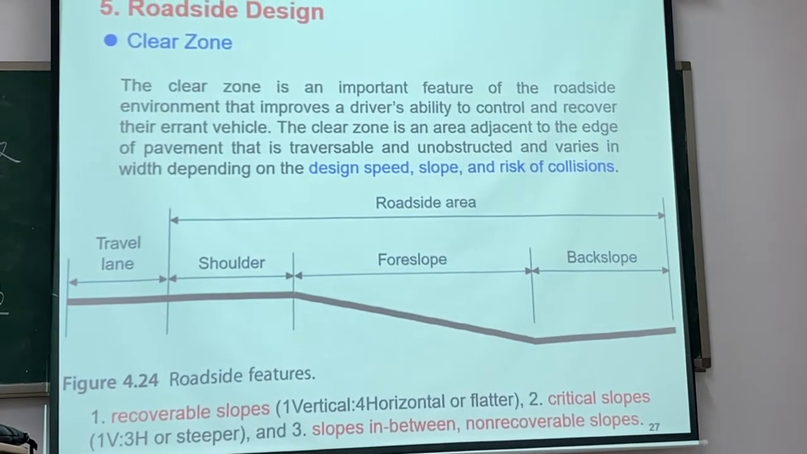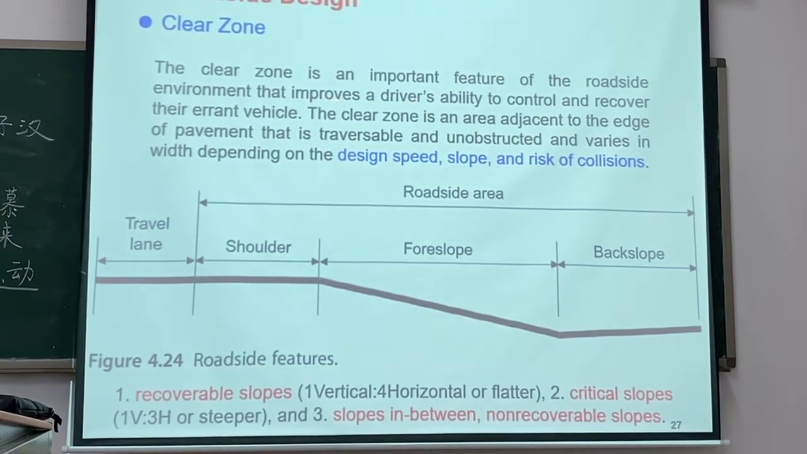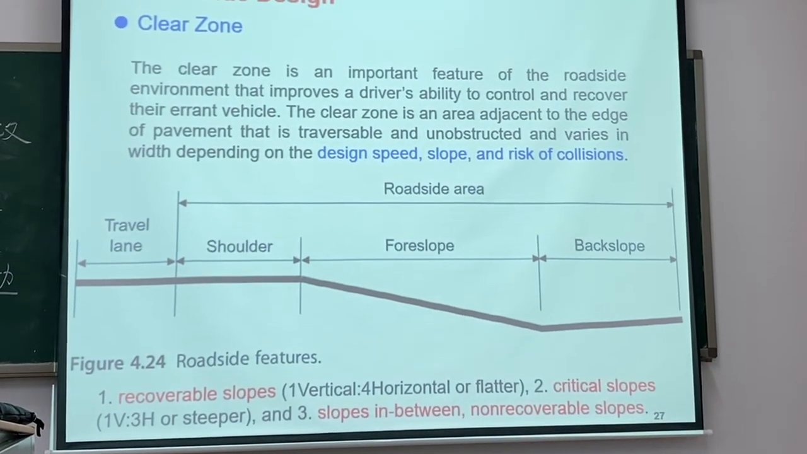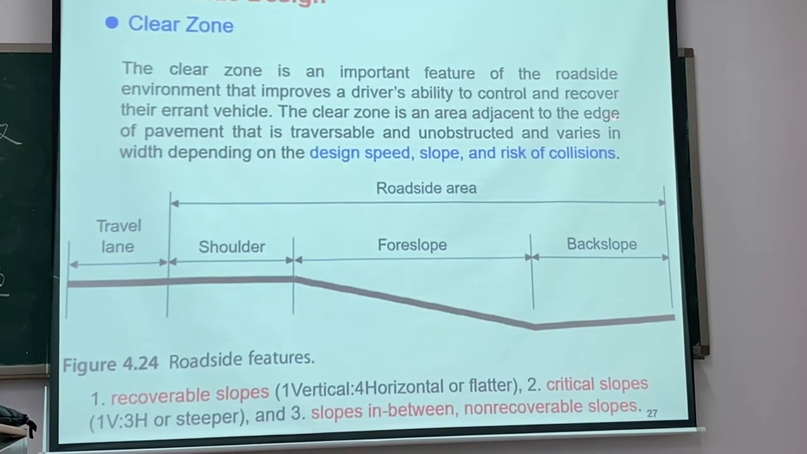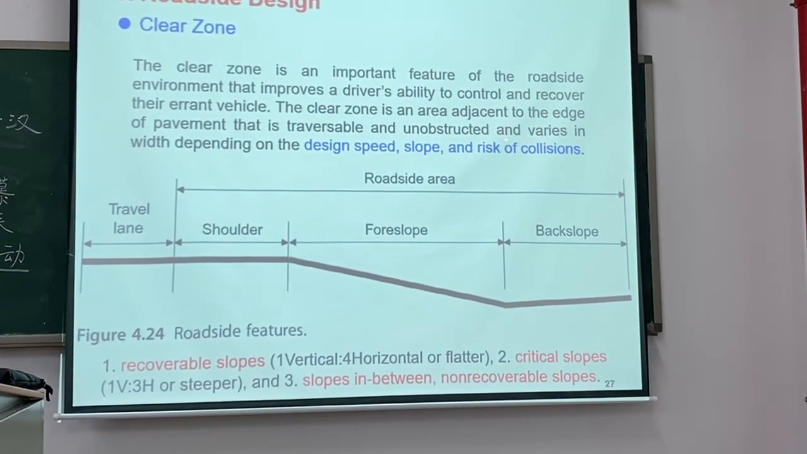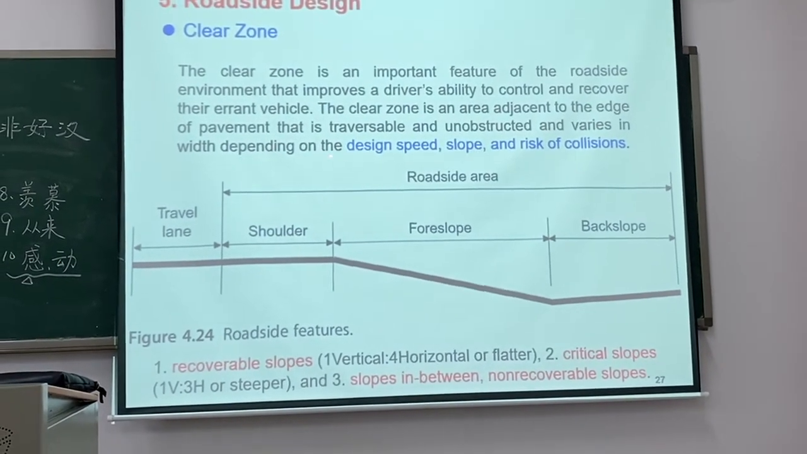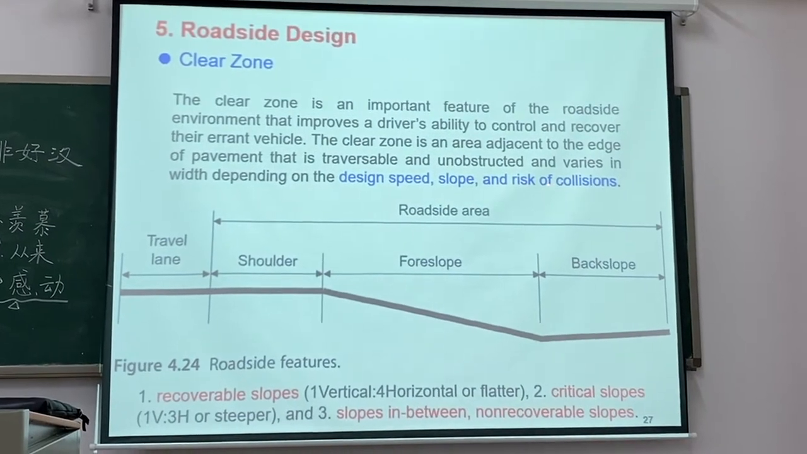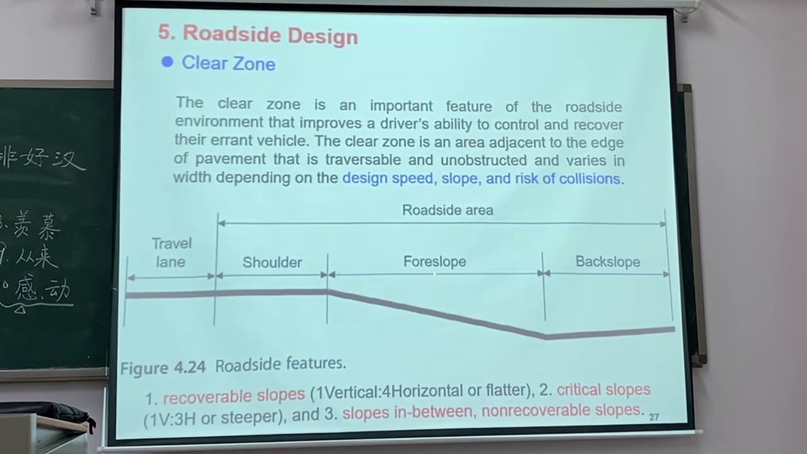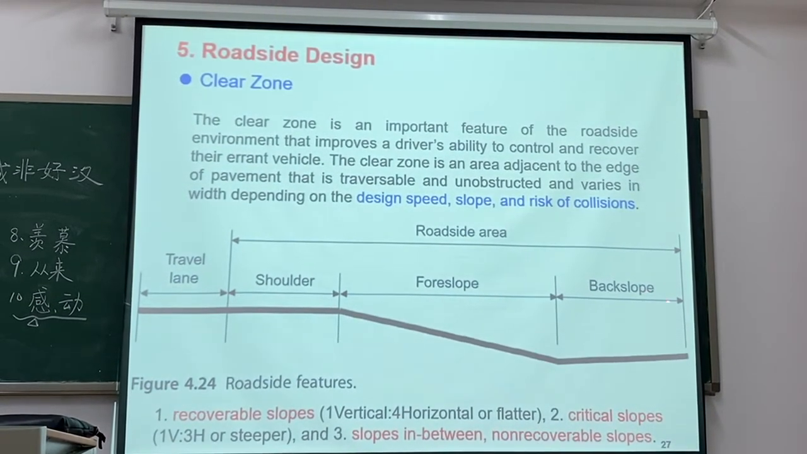Clear zone. Clear zone is an important feature of the roadside environment that improves a driver's ability to control and recover their errant vehicle. The clear zone is an area adjacent to the edge of pavement. It's traversable and unobstructed and varies in width depending on design speed, slope, and risk of collisions. From this picture, we can see the travel lane, shoulder, foreslope, and backslope, and the roadside area is from the edge of the shoulder to the backslope.